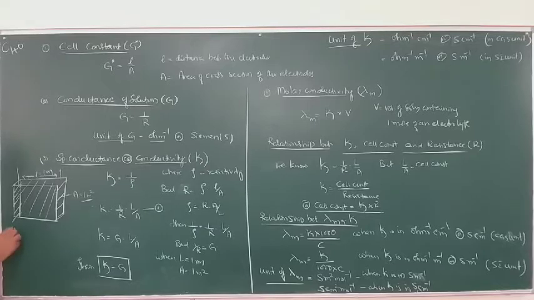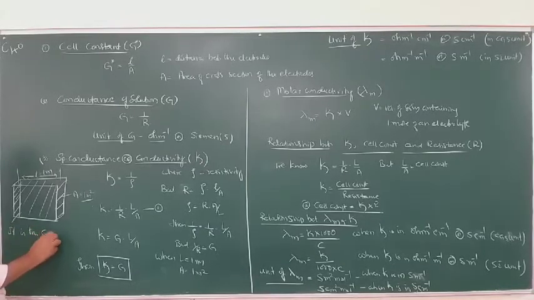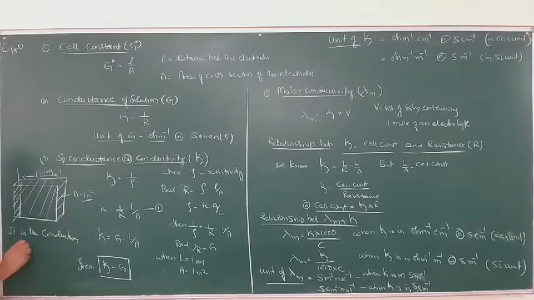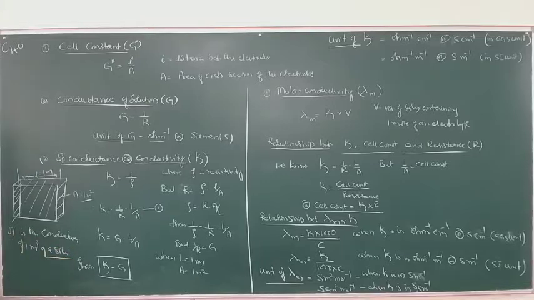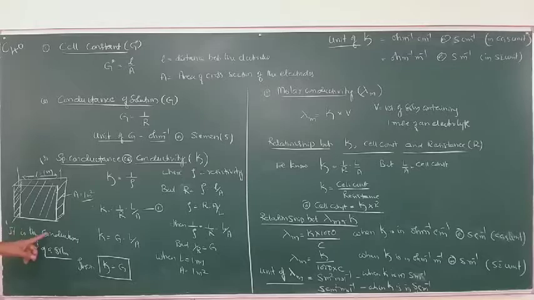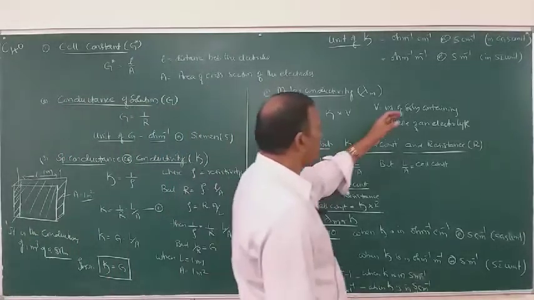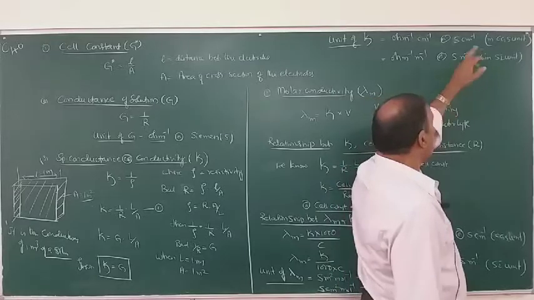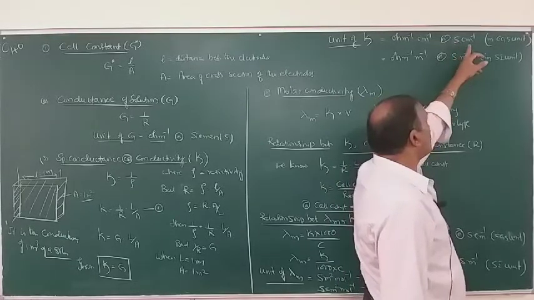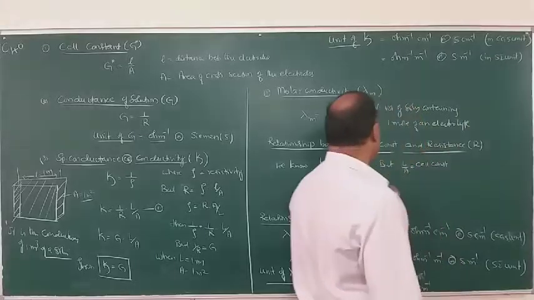of solution. It is the conductance of 1 meter cube of a solution that is known as conductivity or specific conductance. So these two questions are very important. What is the definition of conductivity? It is the conductance of 1 meter cube of solution. What are its units? Its unit is Siemens meter minus 1 in SI unit and Siemens centimeter minus 1 in CGS unit.